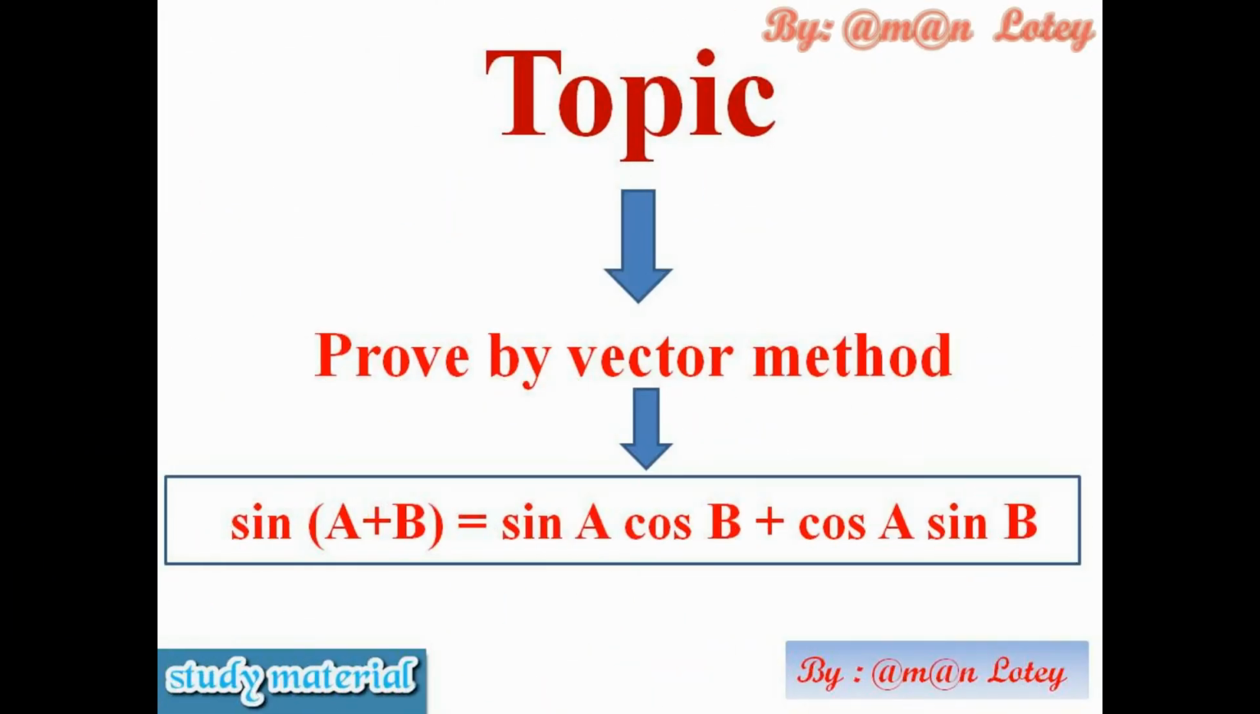Today we discuss the topic: how to prove the sine formula by vector method. Here is the formula: sin(A+B) is equal to sin A cos B plus cos A sin B.